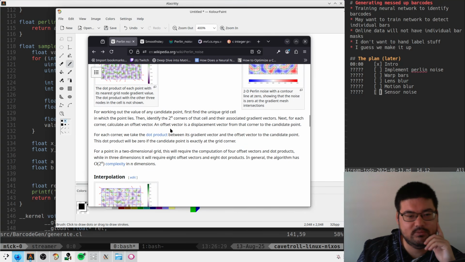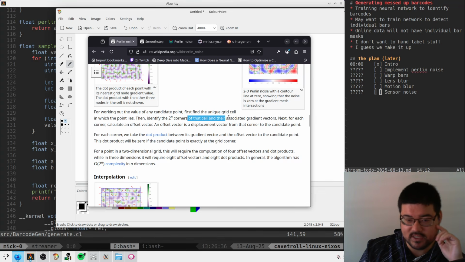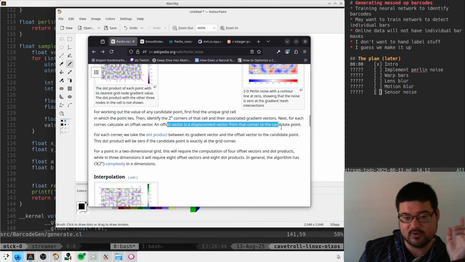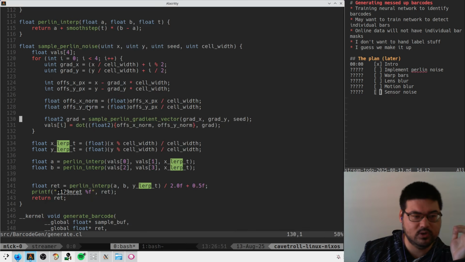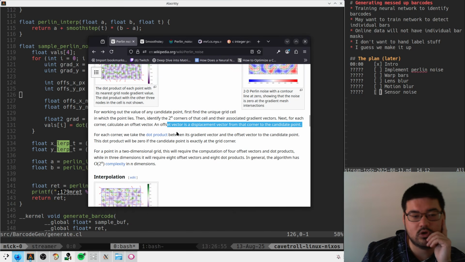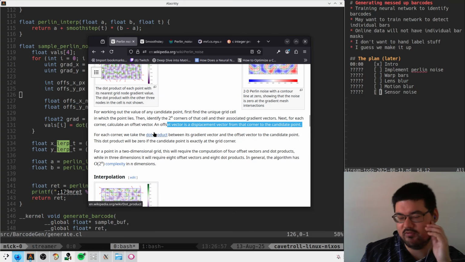So let's read this a little bit more carefully. For working out the value of any candidate point, first find the unique grid cell in which the point lies. Okay, then identify the 4 corners of that cell and their associated gradient vectors. Yep. Next, for each corner, calculate an offset vector, so the displacement vector from that corner to the candidate point. Yep, okay. So is that what we're doing? We're doing us minus them. Yep. Not that it really matters, I think it being backwards would be fine.